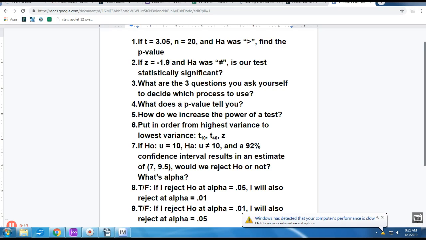T sub 10, T sub 40, and Z. Was it the thing where if the number's bigger, the thing gets narrower? Oh my god, I got one!